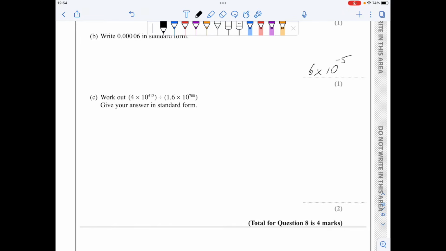For part C, it might be easier to write this as a fraction, so 4 times 10 to the 512 over 1.6 times 10 to the 700. Now, if you divide 4 by 1.6, you'll get 2.5, and then here you subtract the powers and you get times 10 to the minus 188, and this is the final answer.